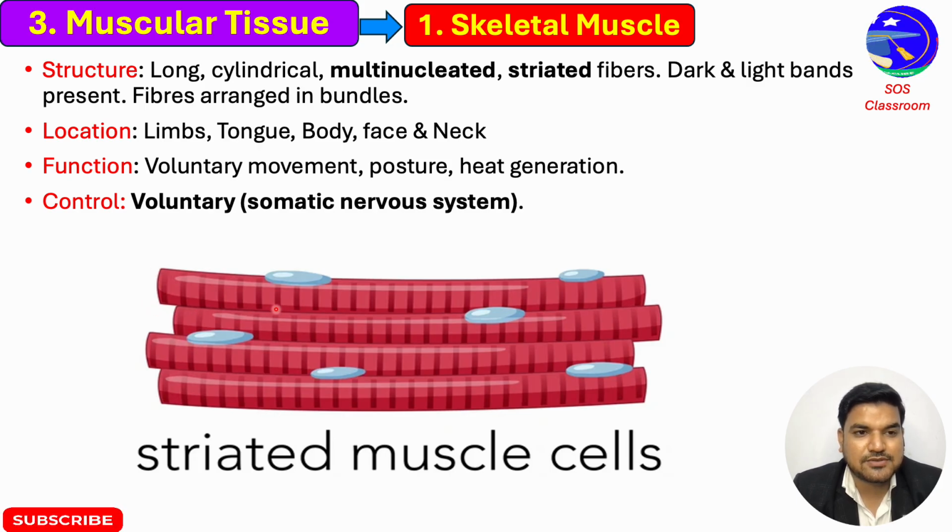Where is it present? It is present in the limbs, tongue, body, face, and neck, because skeletal muscles are voluntary muscle cells. Voluntary means we can control the movement of this type of cells. Most skeletal muscles are connected with the skeletal system. It is voluntary, under the somatic nervous system, so we can control this type of muscle. What are the functions? It is helpful for movements, postures, and heat generation.